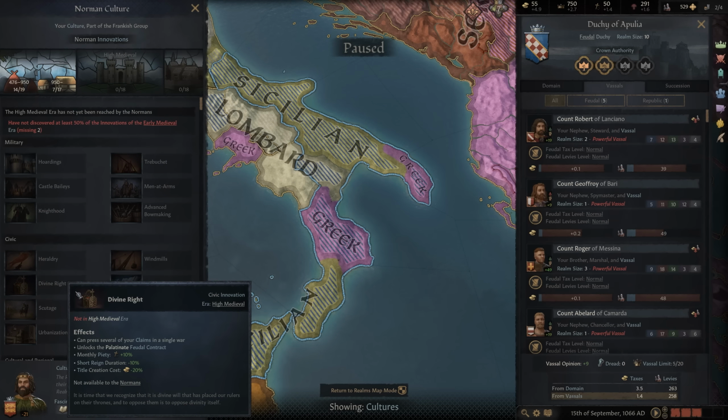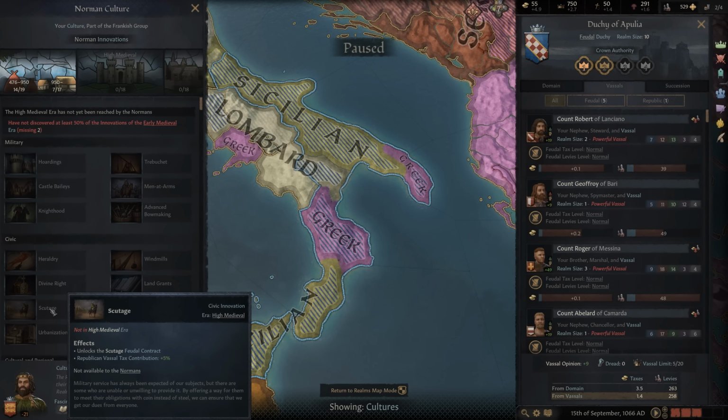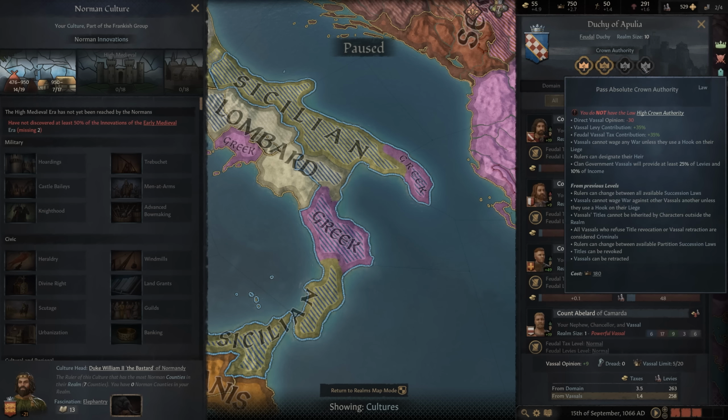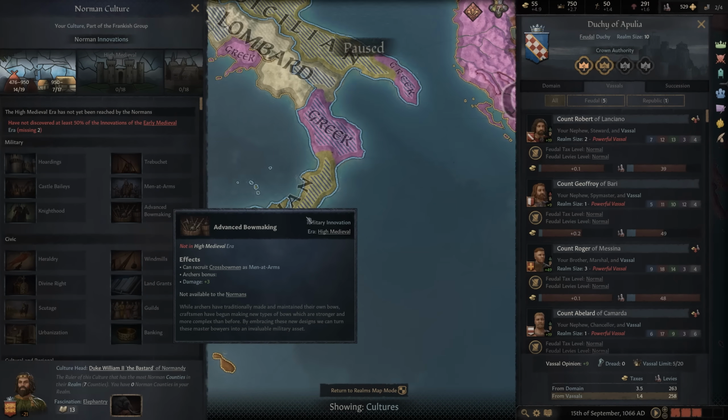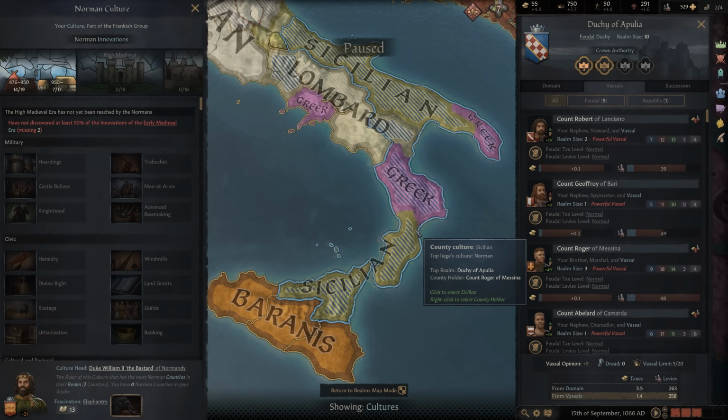Now, these are, of course, gated by stuff like royal prerogative, which the Normans have by default, or stuff like divine right, which gives you special feudal contracts, scutage, which I think I just totally butchered, which also gives you special feudal contracts, but you need to have certain innovations to get certain crown authorities in the feudal system. In addition to that, the feudal system also has a very interesting thing. It's called the feudal contract.